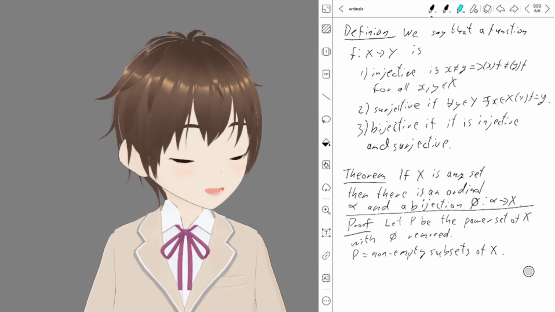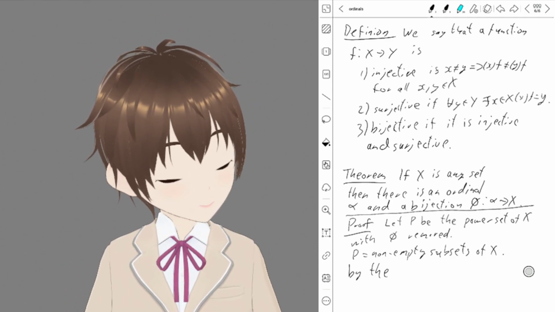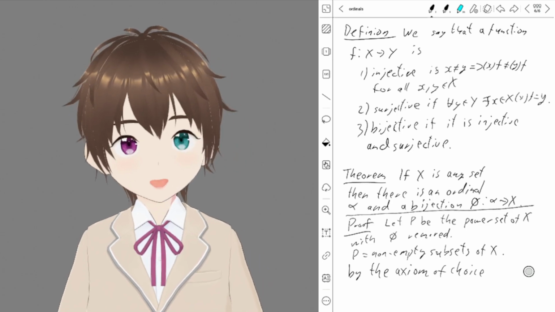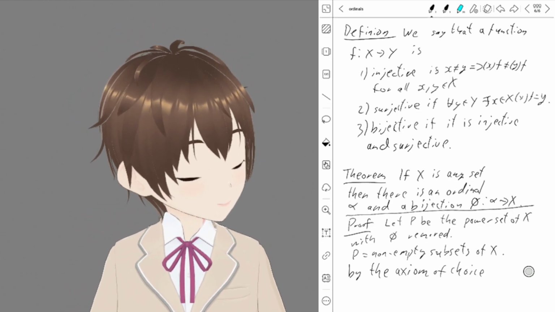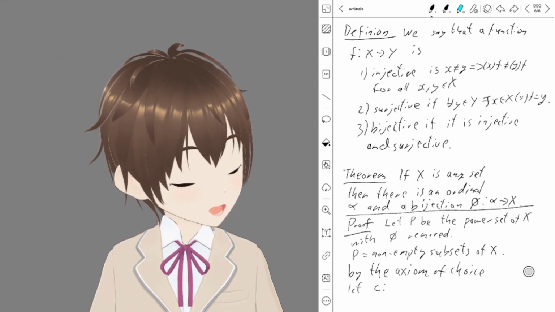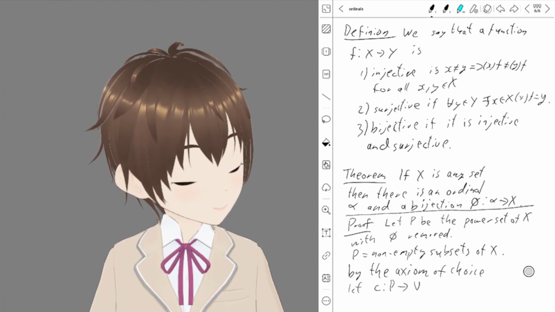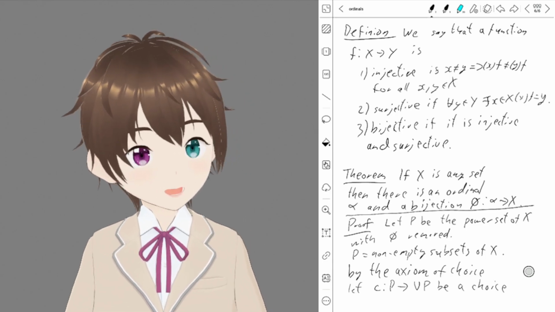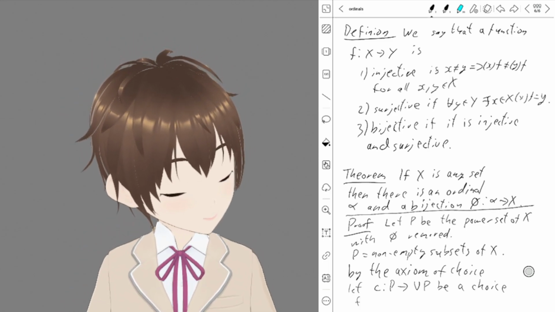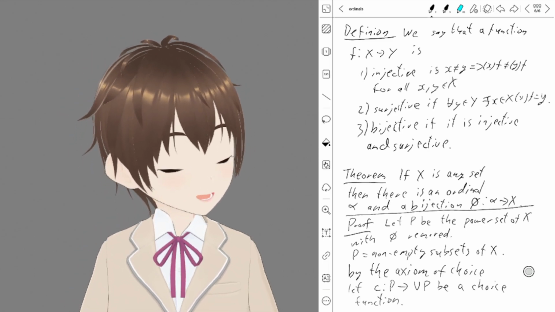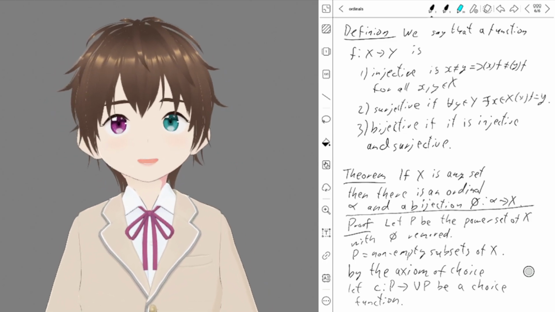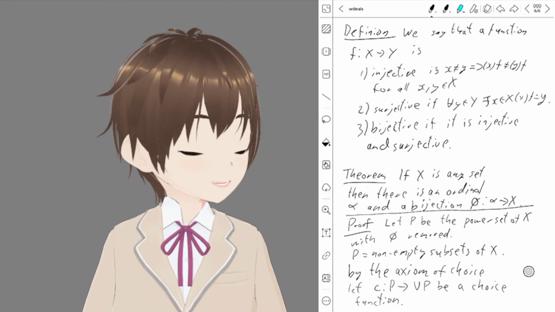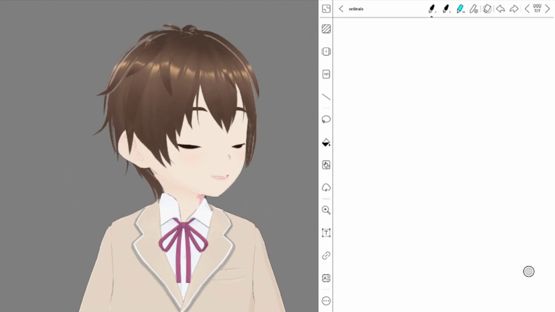So I can apply the axiom of choice. By the axiom of choice, I can now choose an element of all the elements of P. Let C from P to the union of P be a choice function. The union of P is just X. So for every element of P, every subset of X, I can choose an element of it using this function C. So it maps every non-empty subset to one of its elements. Okay, I'm going to use this to construct my bijection.